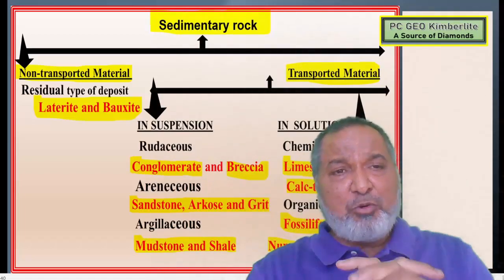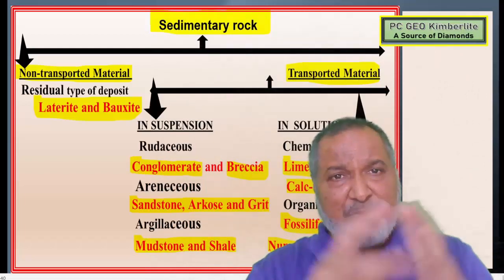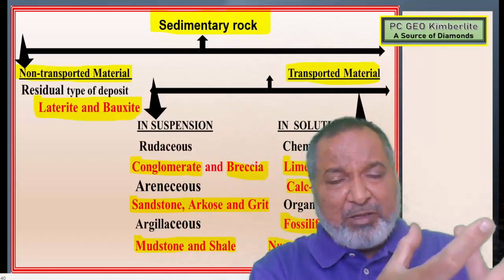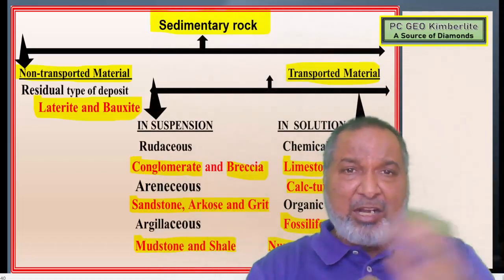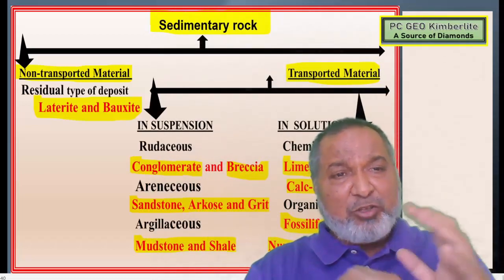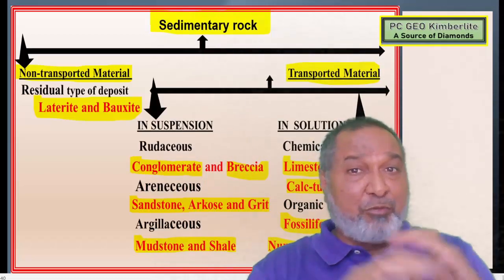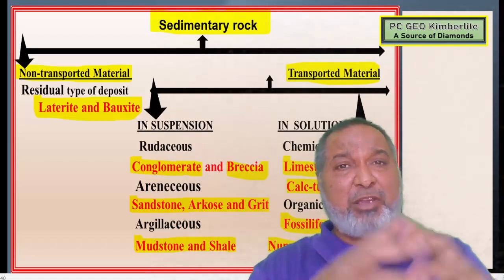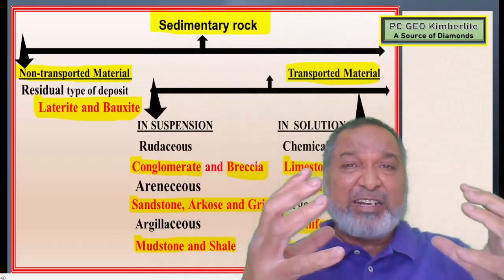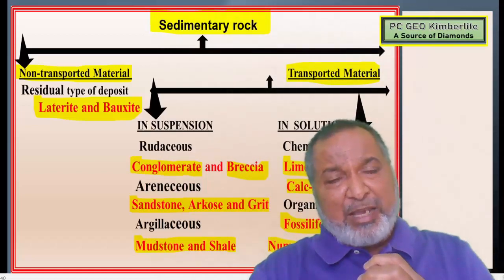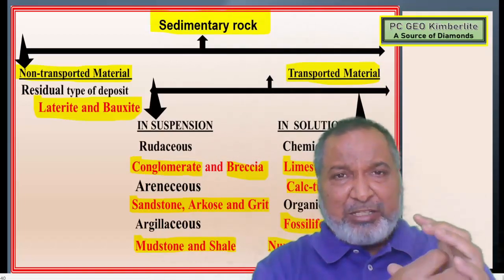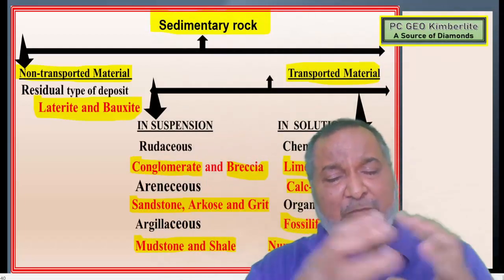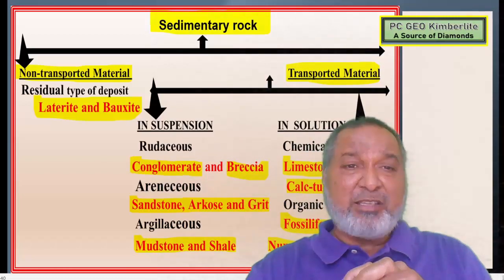Sedimentary rocks are broadly divided into two categories, non-transported and transported. It means wherever weathering has taken place, mechanical or chemical, after the chemical weathering whatever material dissolved, water has carried away to high altitudes or other places. Whatever residue remains, which was not transported, is cemented and compacted, giving you a secondary rock, and that we call the residual type. Because weathering has taken place, material is dissolved and carried out, the suspended particles are carried out, and the rest of the residue remaining there gives a rock, and that is called the residual type of deposit.